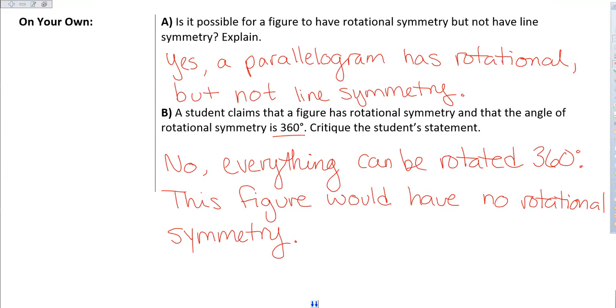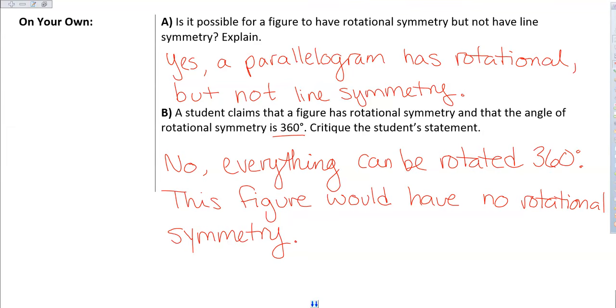All right, go ahead and check your answers. For part A, the question is, is it possible for a figure to have rotational symmetry but not line symmetry? Yes. If we look at the examples that we did, a parallelogram had rotational symmetry, but it did not have line symmetry.